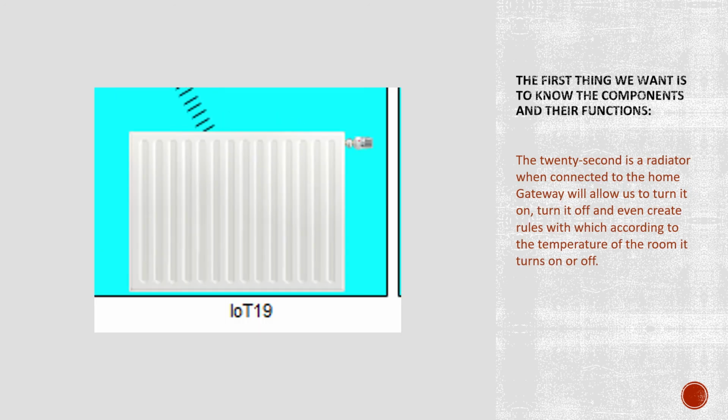The 22nd is a radiator. When connected to the home gateway, it will allow us to turn it on or off, and even create rules so that, according to the temperature of the room, it turns on or off depending on the thermostat connected to the radiator, for example.